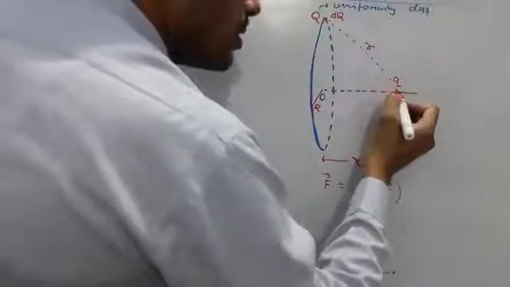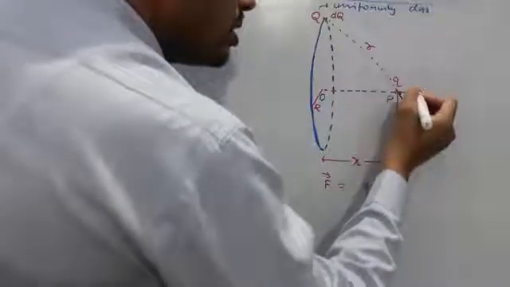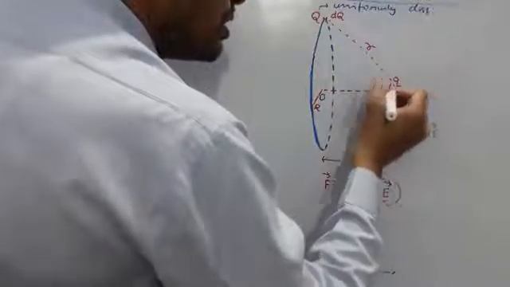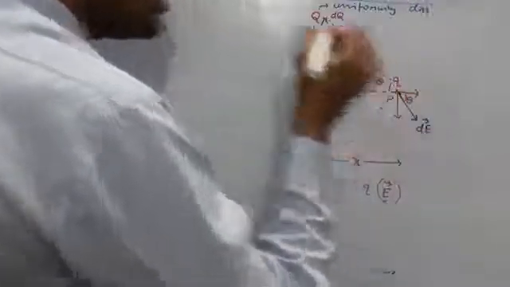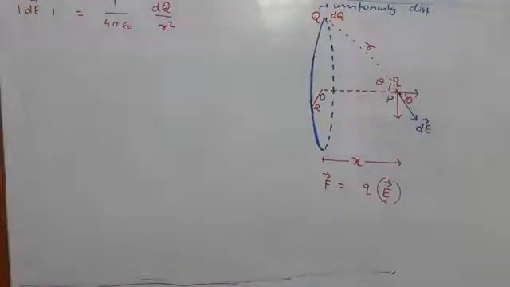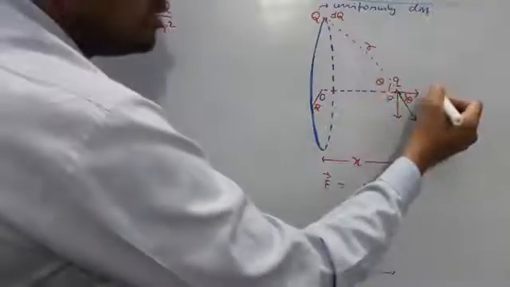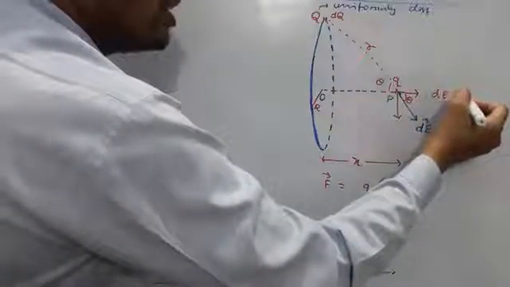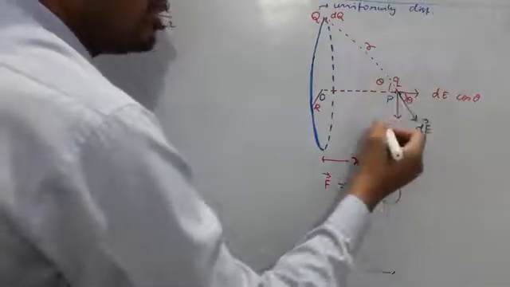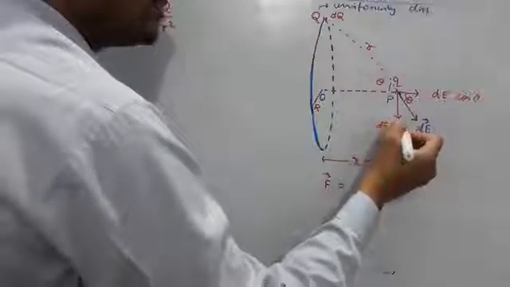This electric field can be resolved into 2 components, like so. I choose these angles as theta. Now why are those 2 angles equal? Those 2 angles are vertically opposite angles. So this component will be dE cos theta and the other component will be dE sin theta.